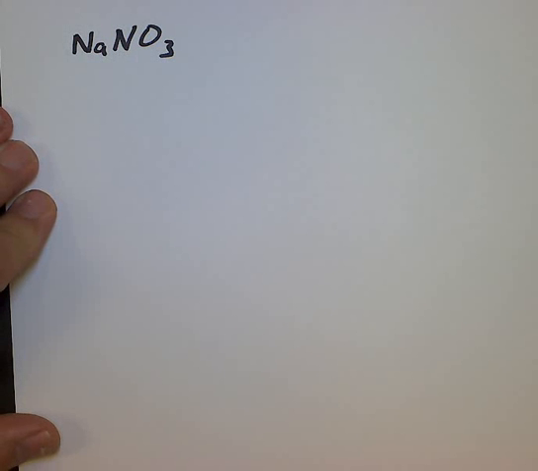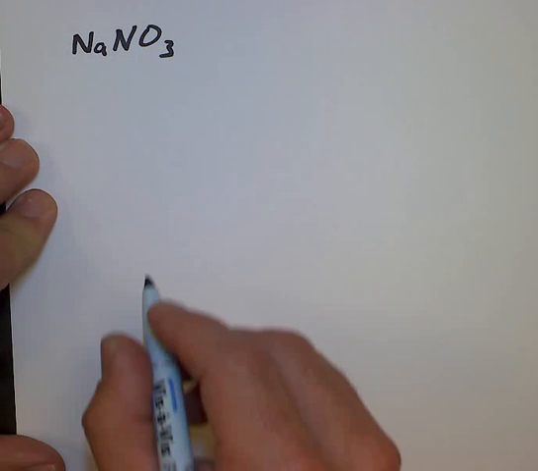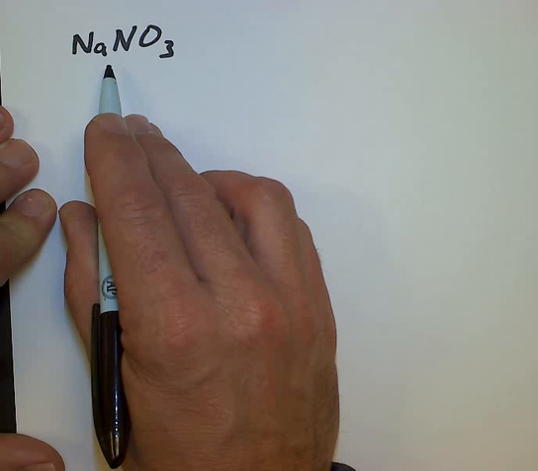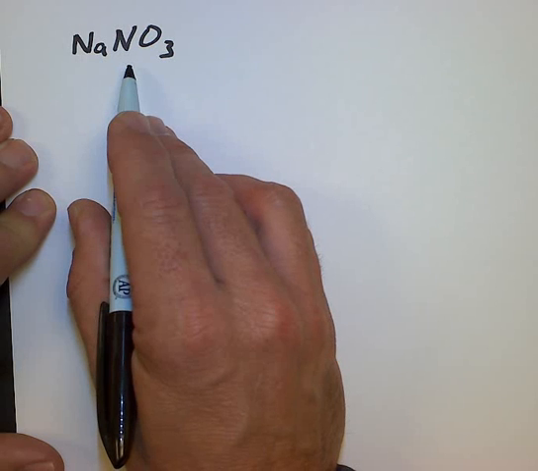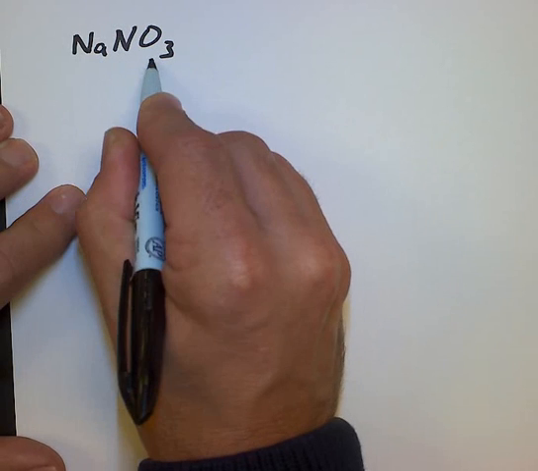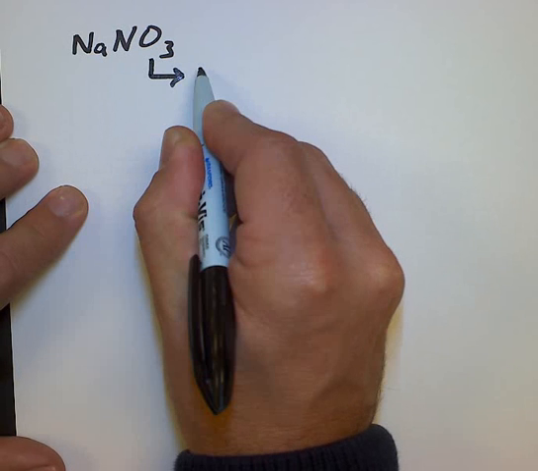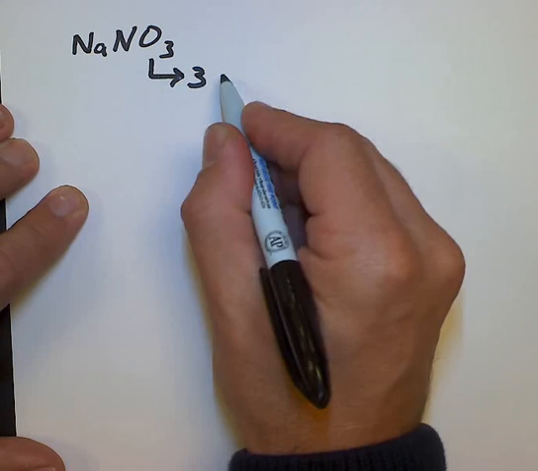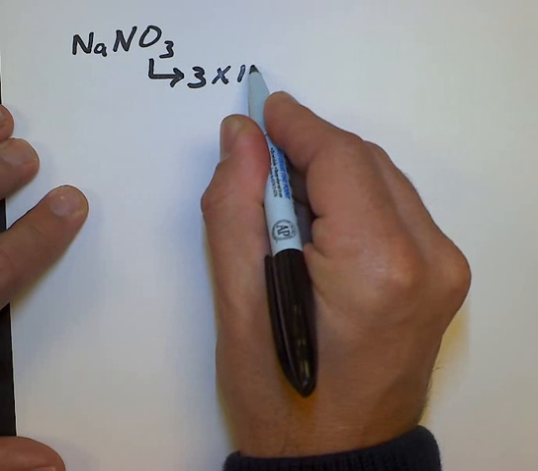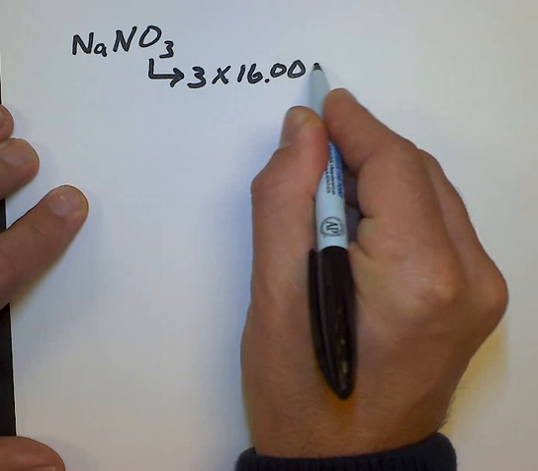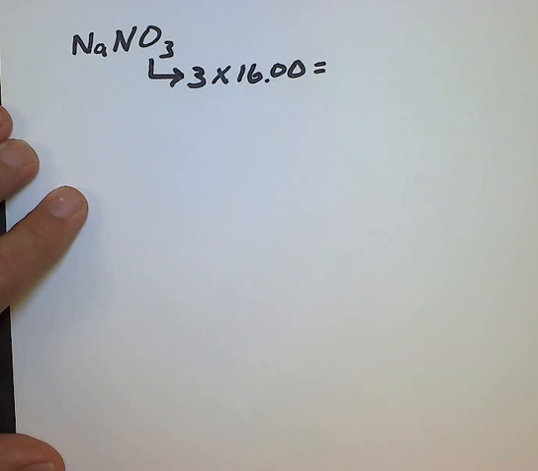NaNO3. What we want to do is determine how many of each atom we have and multiply that by the molar mass, and then add all those together. So we start out here with 3 oxygen atoms, because of that 3 subscript right there. Looking on our periodic table, we can see that each oxygen atom has a molar mass of 16.00 grams per mole.